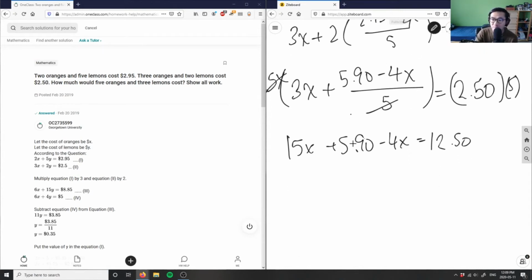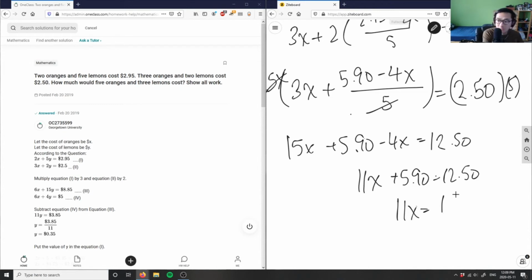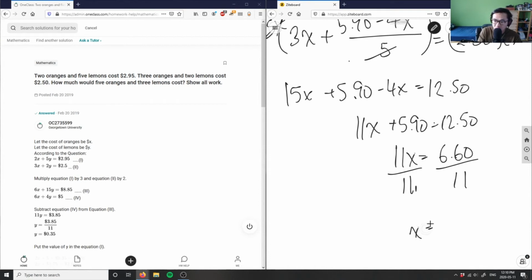And then I can simply collect like terms. 15x minus 4x gives me 11x plus 590 equals 1250. And I can move 590 to the other side, so 11x equals 1250 minus 590, which gives me a value of 660. And I can divide both sides by 11, so I get x equals 60 cents, 0.60.